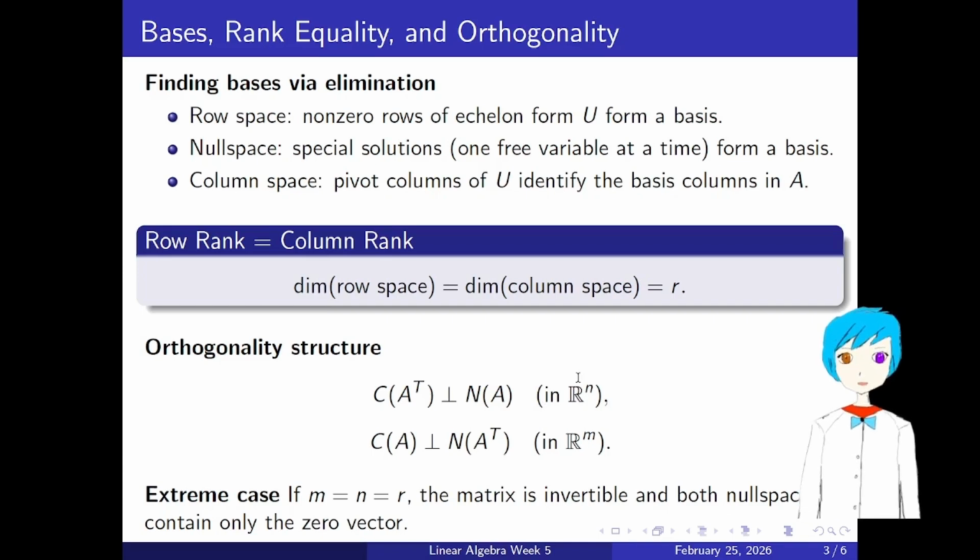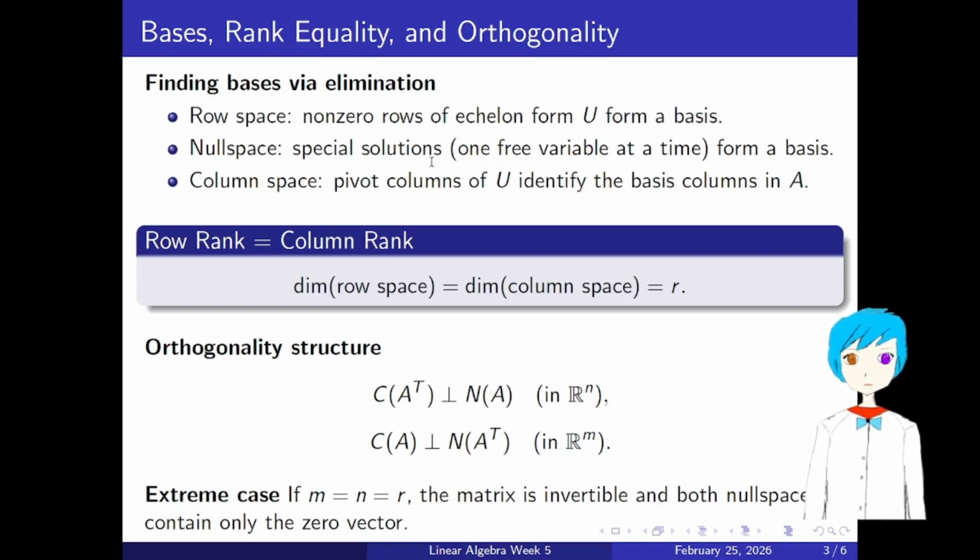So how can we determine the row space and the column space as well as the null space? We will need to find bases. Well, with Gauss elimination, the row space consists of the non-zero rows of the echelon form U. They will form a basis for the row space. The null space, however, can be constructed by using the special solutions.